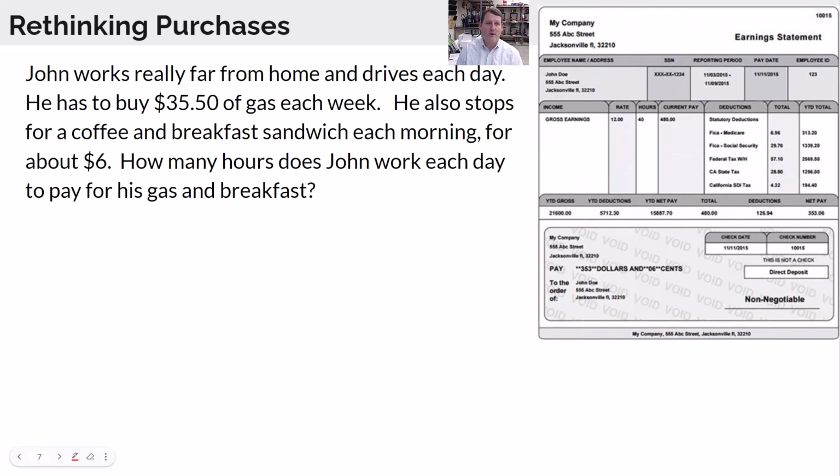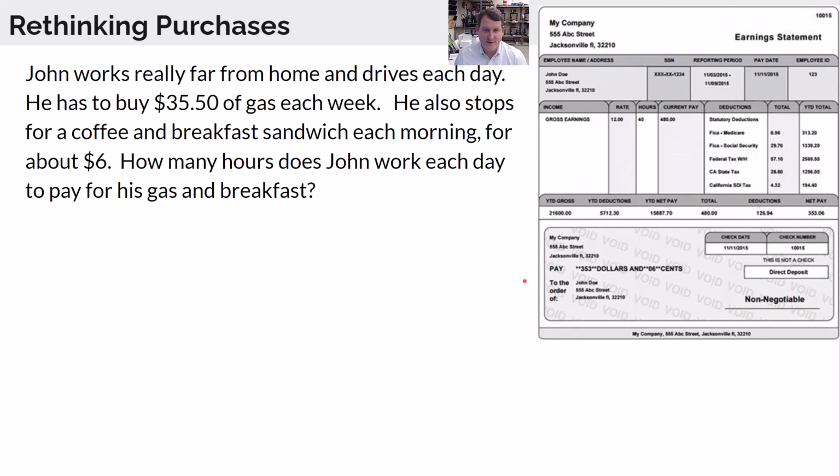All right. Let's try one more. John works really far from home and drives to work each day. He buys gas of $35.50 each week. He also stops for a coffee and breakfast sandwich each morning for about $6. How many hours does John work each day to pay for his gas and breakfast? Ooh, this one's going to be tricky. I'll give you a chance to pause the video here and see if you can work through this.